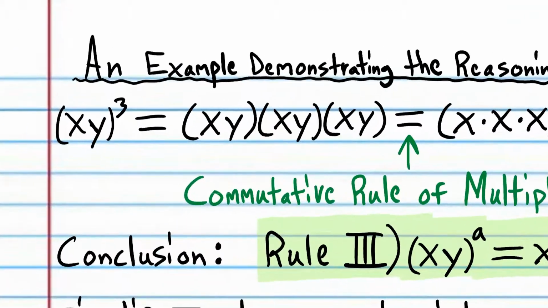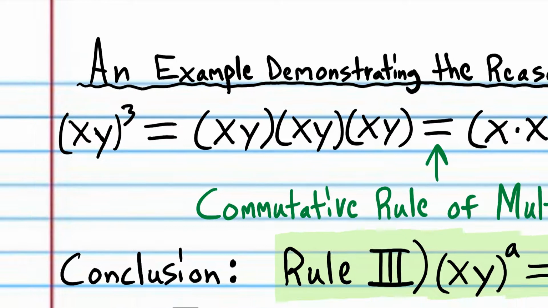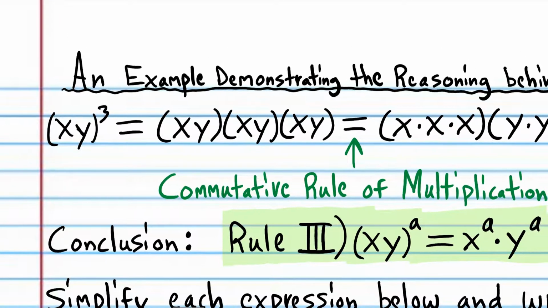And so why does that work? Well, let's take this product here and we'll raise it to the third power. What does it mean to raise something to the third power? Well, that just means you're taking whatever you're raising and you're multiplying it by itself 3 times. So xy times xy times xy. That's just the definition of an exponent. That's what it means to do that.